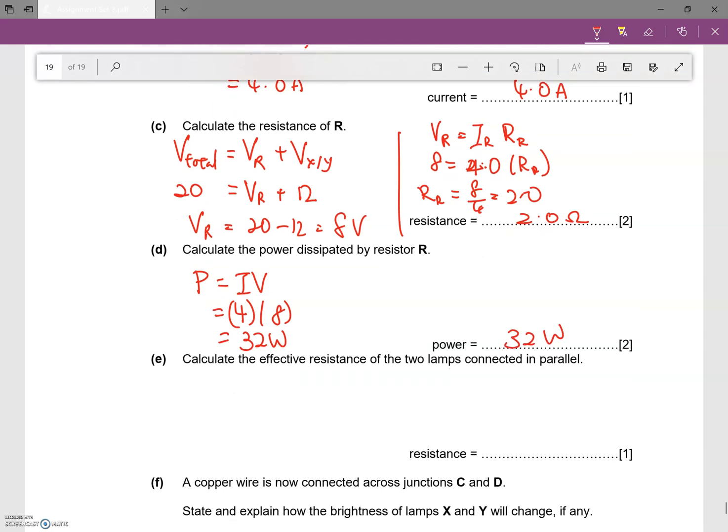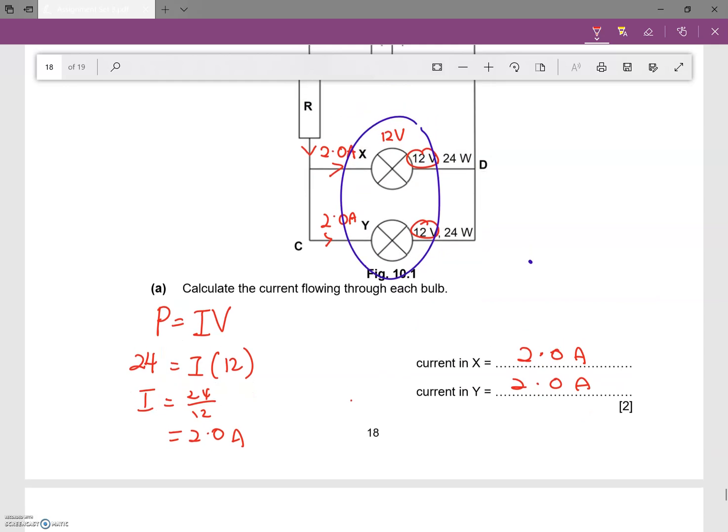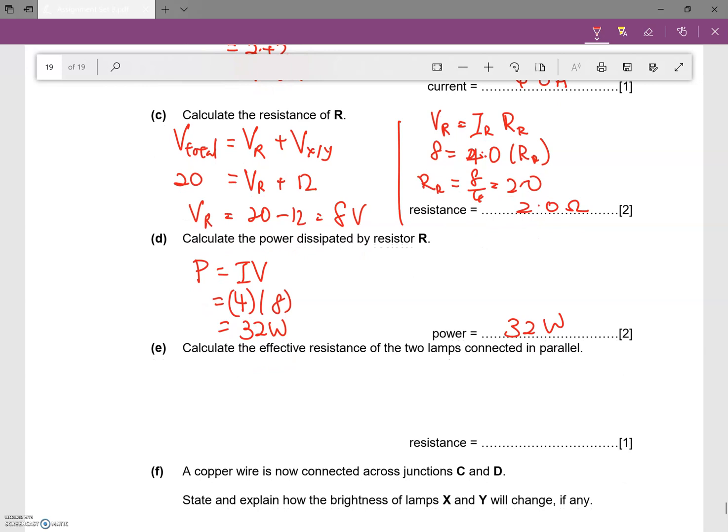Find the effective resistance of the two lamps connected in parallel. So we know the two lamps, we have the watts, we have the volts. Let's find the resistance. Or the other way is let's use V equals IR, so R of X equals V of X over I of X. The V across X I know is 12. The current across X I know is 2. Then we can find the resistance of X. So Rx will be equal to 6 ohm.